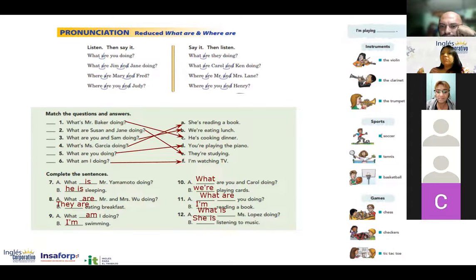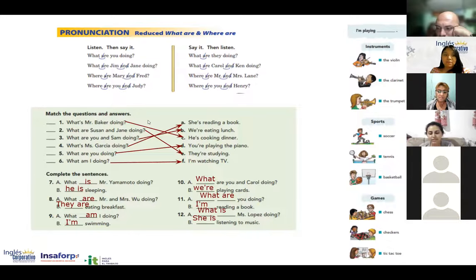So now games, chess. What is the meaning of chess? Ajedrez. What is the meaning of checkers? Damas. Okay, so checkers, damas, chess, ajedrez. Tic-tac-toe, X-0. Do you like to play tic-tac-toe? Yes. Okay, very good.